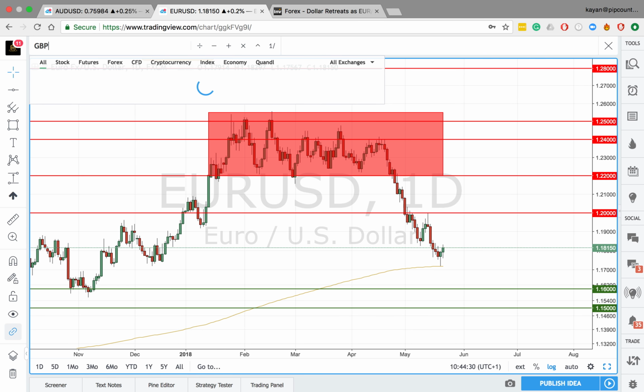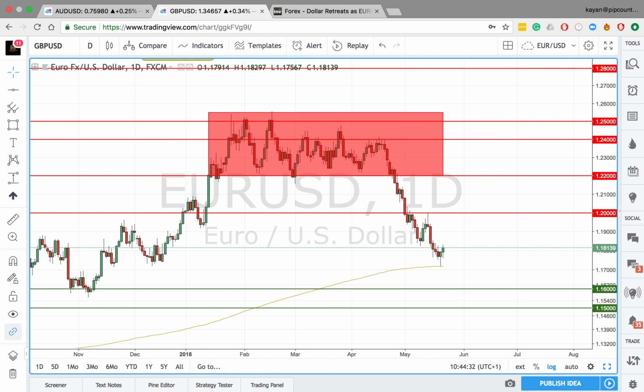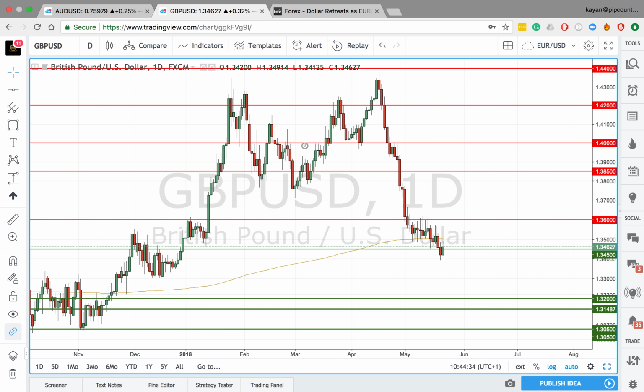Now we're moving on to the Great British Pound USD. So we know the fundamentals for the dollar. We know the dollar is bullish because there's interest rate hike expectations.